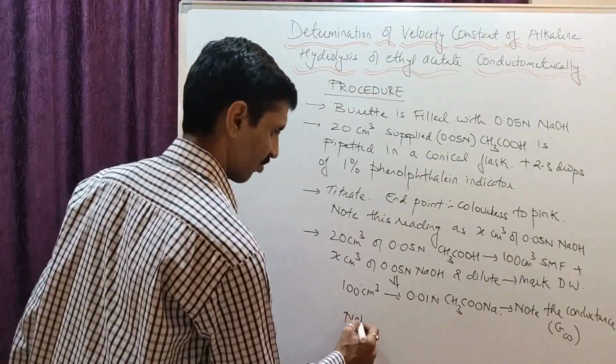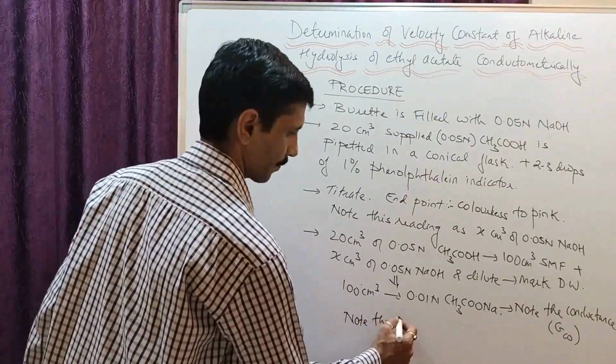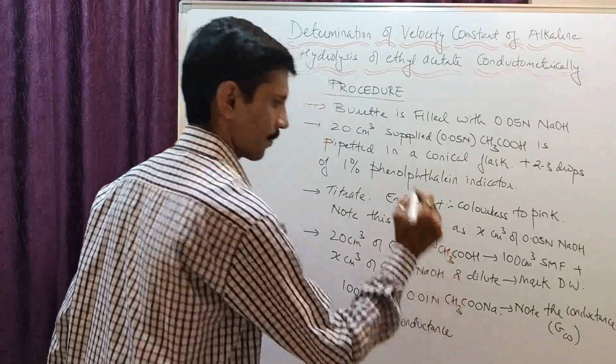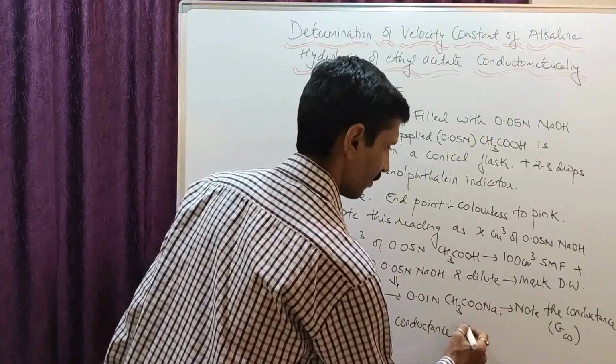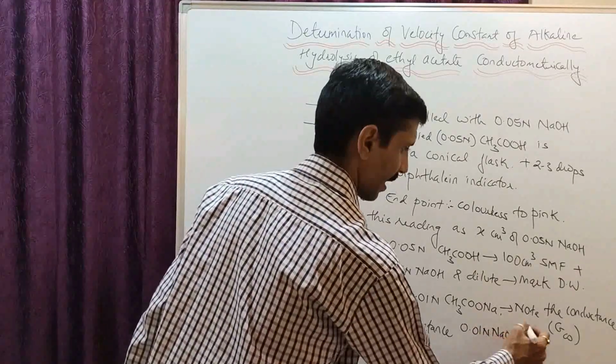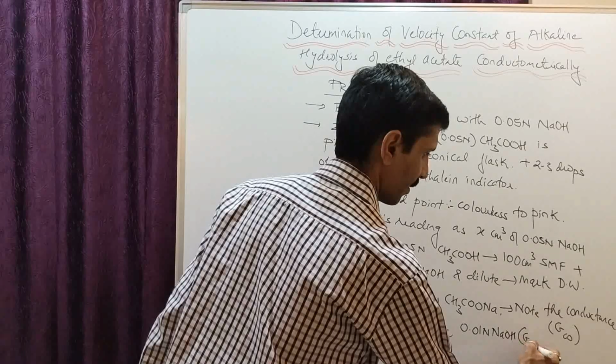Now what do you do? Note the conductance of 0.01 normal NaOH as G0.